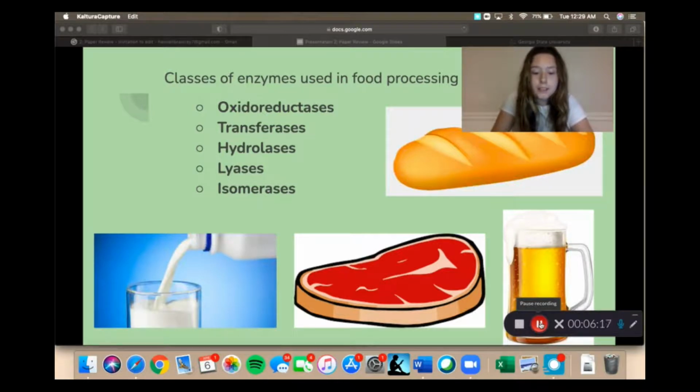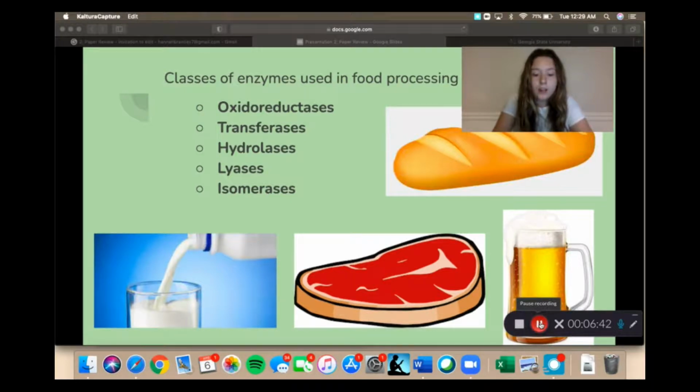Phospholipase is important for the emulsification for dough conditioning. Phytases release phosphate from phytate, which also helps enhance digestibility. And xylanases are important for viscosity reduction, enhanced digestibility, and dough conditioning, as well as some of the others.